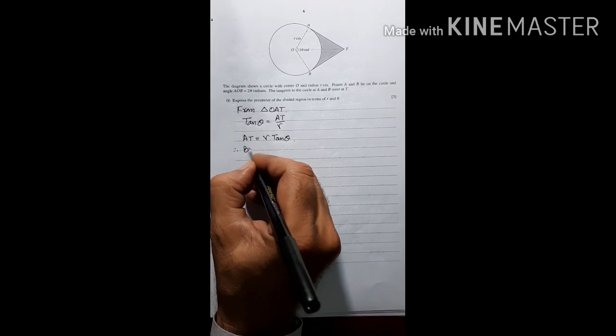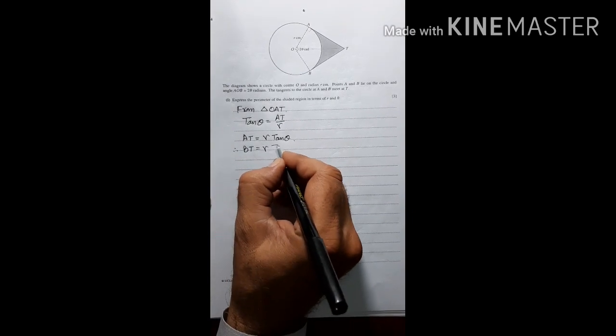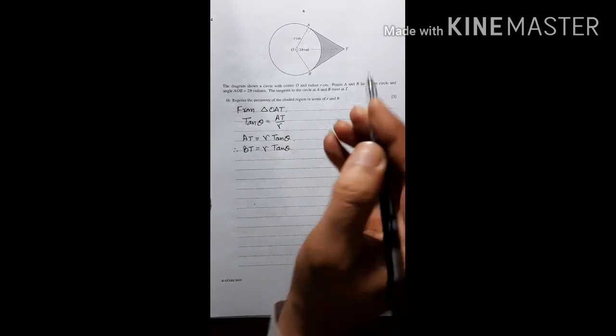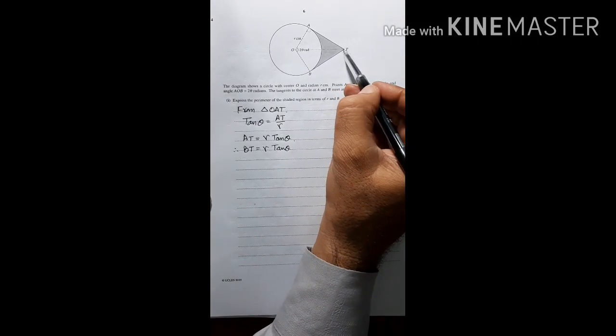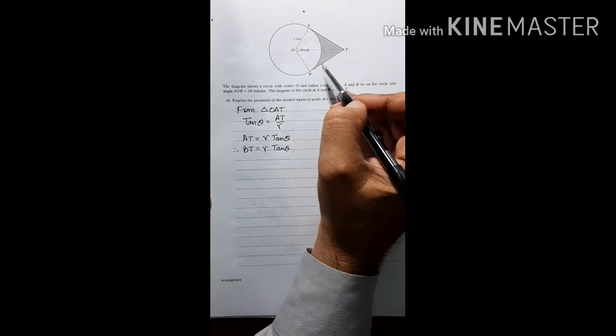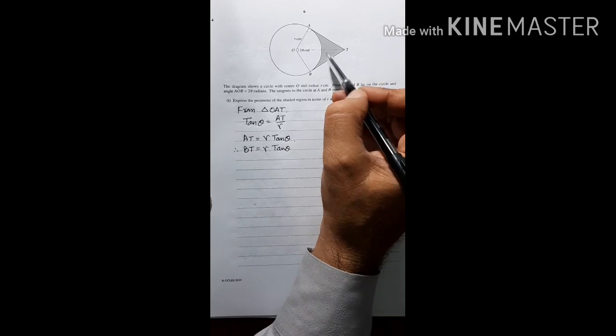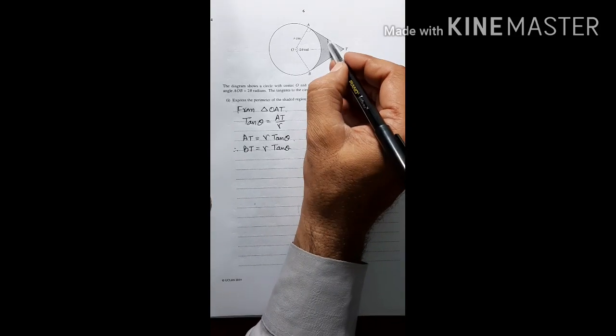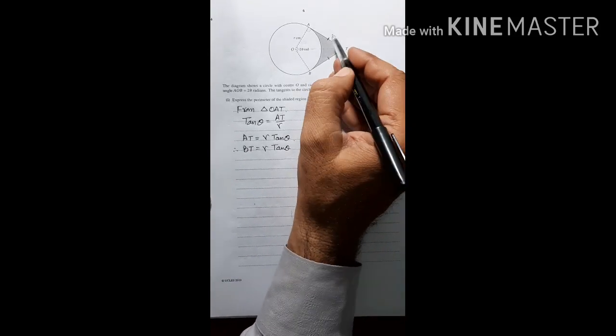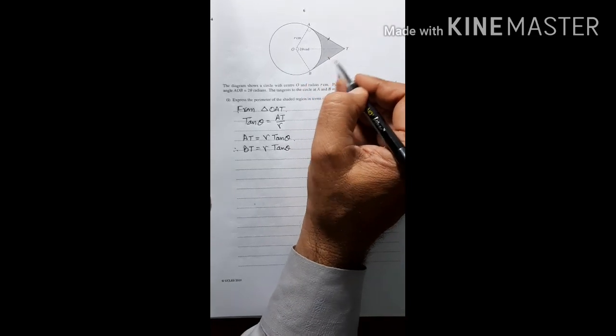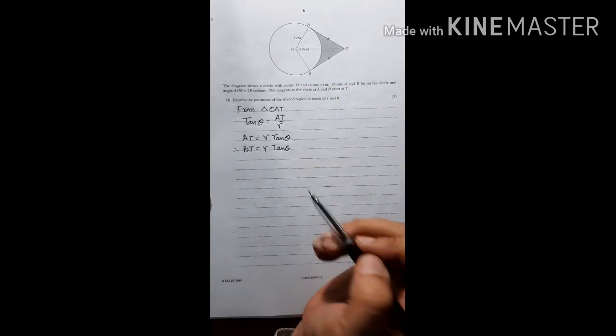Therefore, BT will also be R tan theta, because the tangents from an external point to a circle are always equal in length. So these two tangents are the same. If this is R tan theta, this is also R tan theta. So I got two lengths.